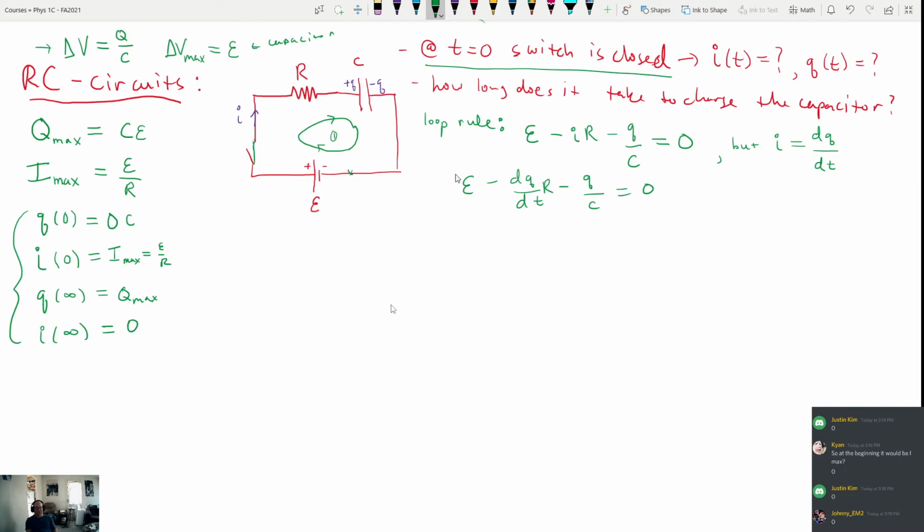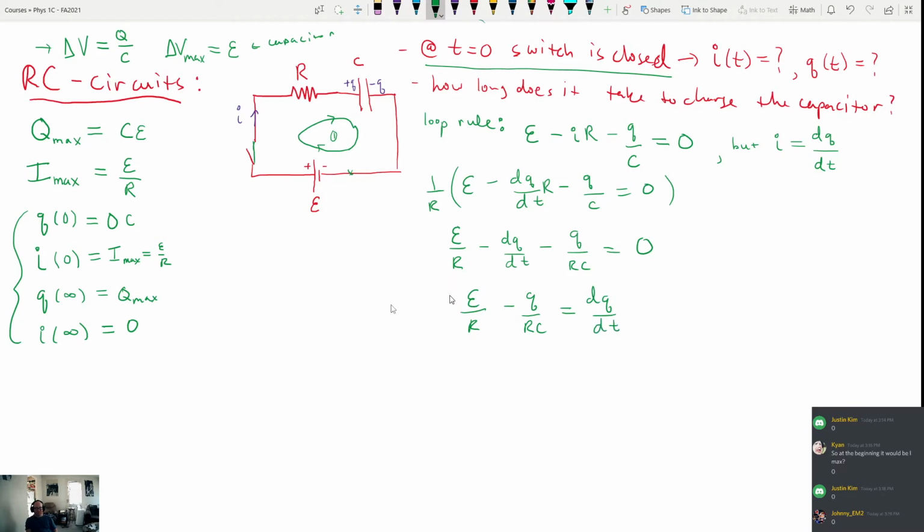Now let's divide through by R. So we'll have E over R. Hey, E over R, that's max current, right? Minus dq dt minus Q over RC is equal to 0. Now what I want to do is get this dq dt by itself over here on the right-hand side. So let's do that. We're going to have E over R minus Q over RC is equal to dq dt.